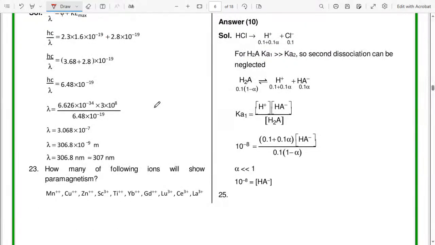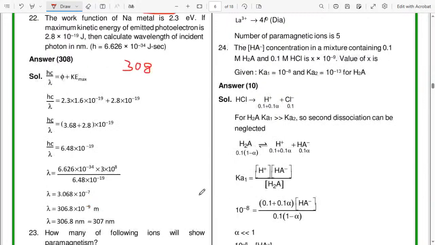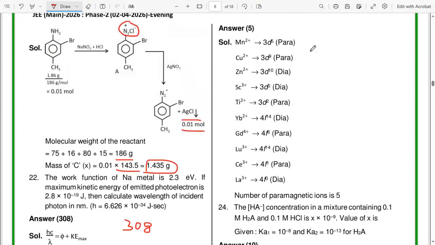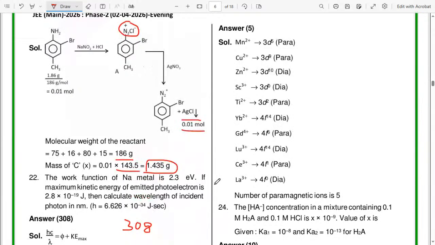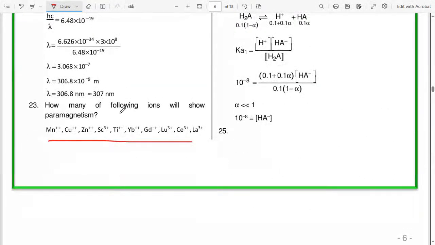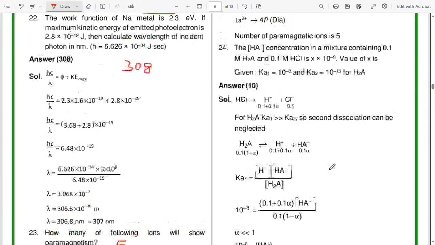Next, question number 23. How many of the following ions will show paramagnetism? How many are given here? 1, 2, 3, 4, 5, 6, 7, 8, 9, 10. 10 ions are given. How many are paramagnetic? 1, 2, 3, 4, 5. So the answer is 5. What are they? Yes, manganese, copper 2 plus, manganese 2 plus, titanium 2 plus, gadolinium 4 plus, and cerium 3 plus are going to have paramagnetic nature. So the answer is 5. 5 ions are going to show paramagnetic nature.